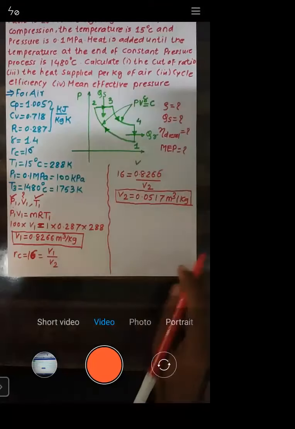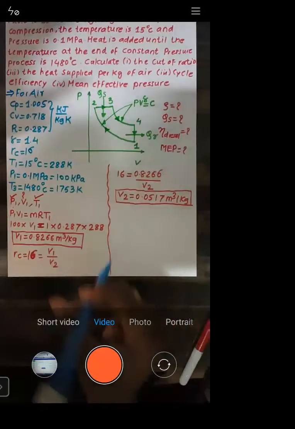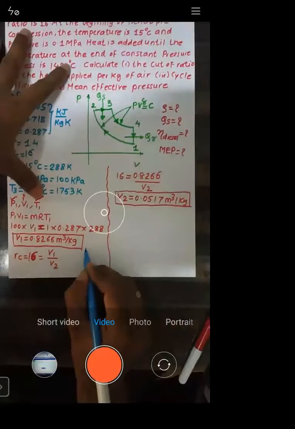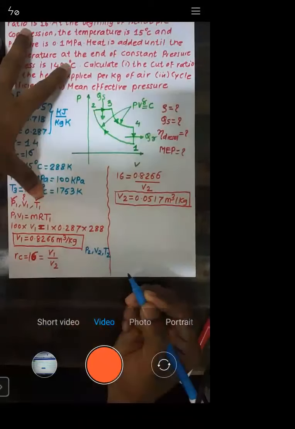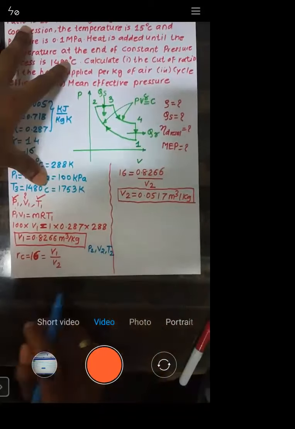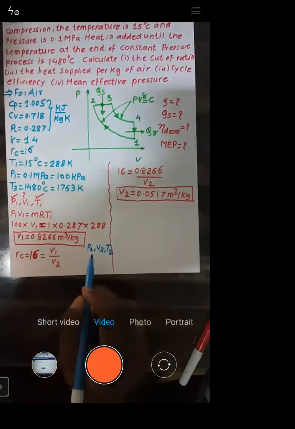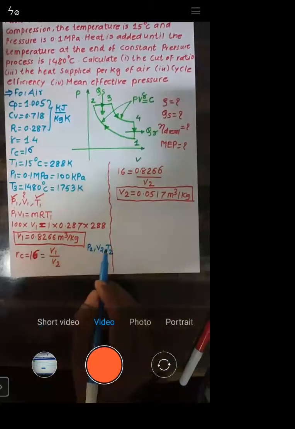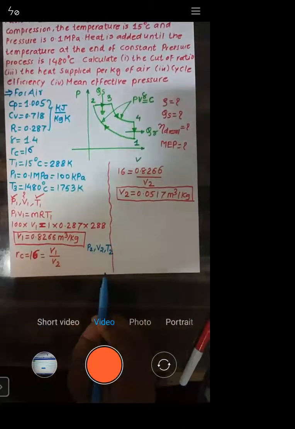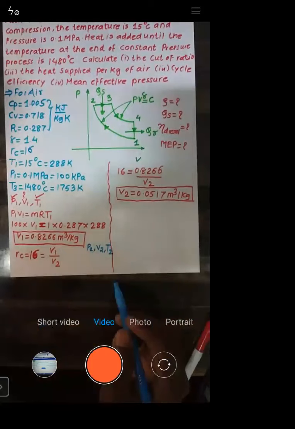What I require is P2, V2 and T2. Now I got V2. Similarly, I should know P2 and T2. These things should be known to me: P2, V2 and T2. Just now I have calculated V2.